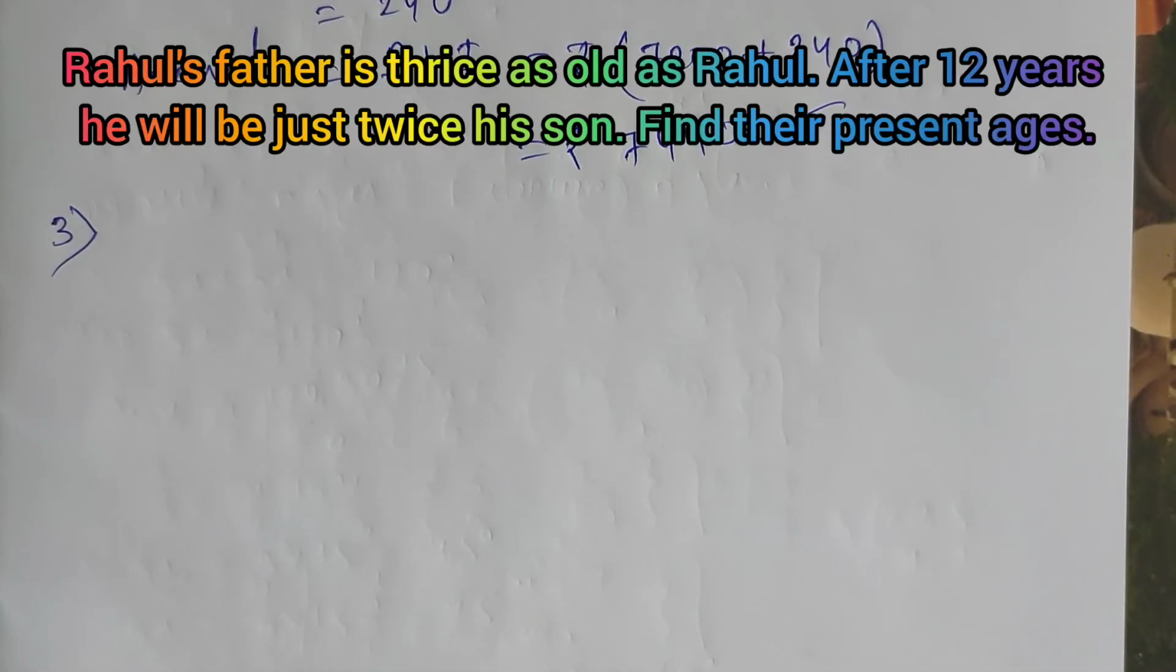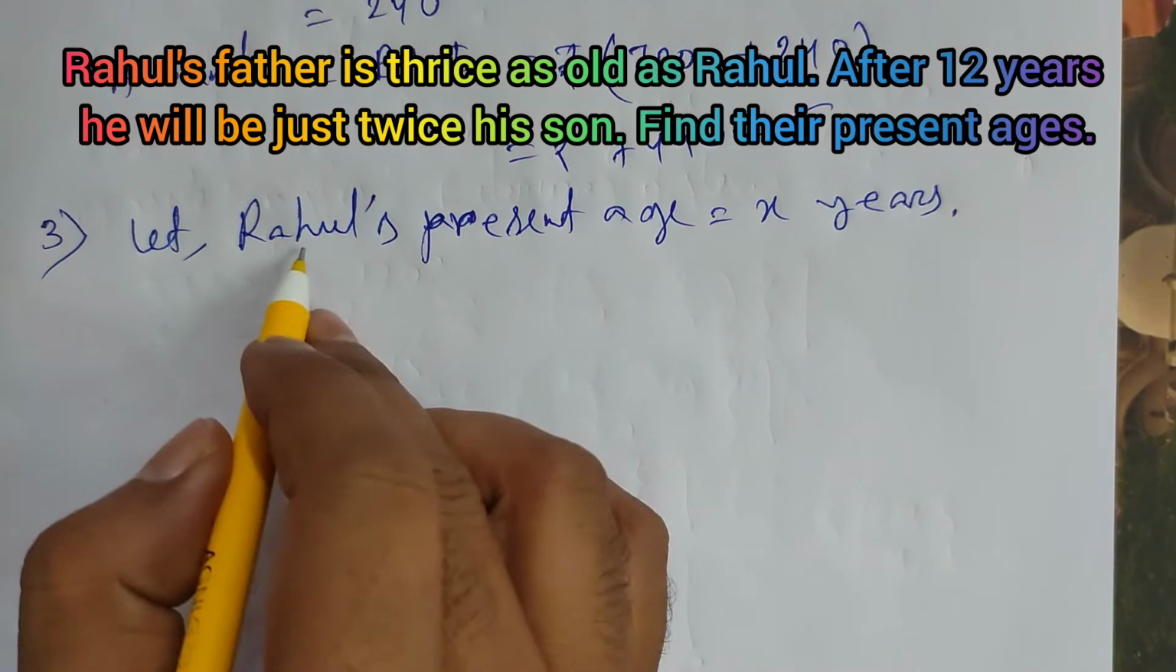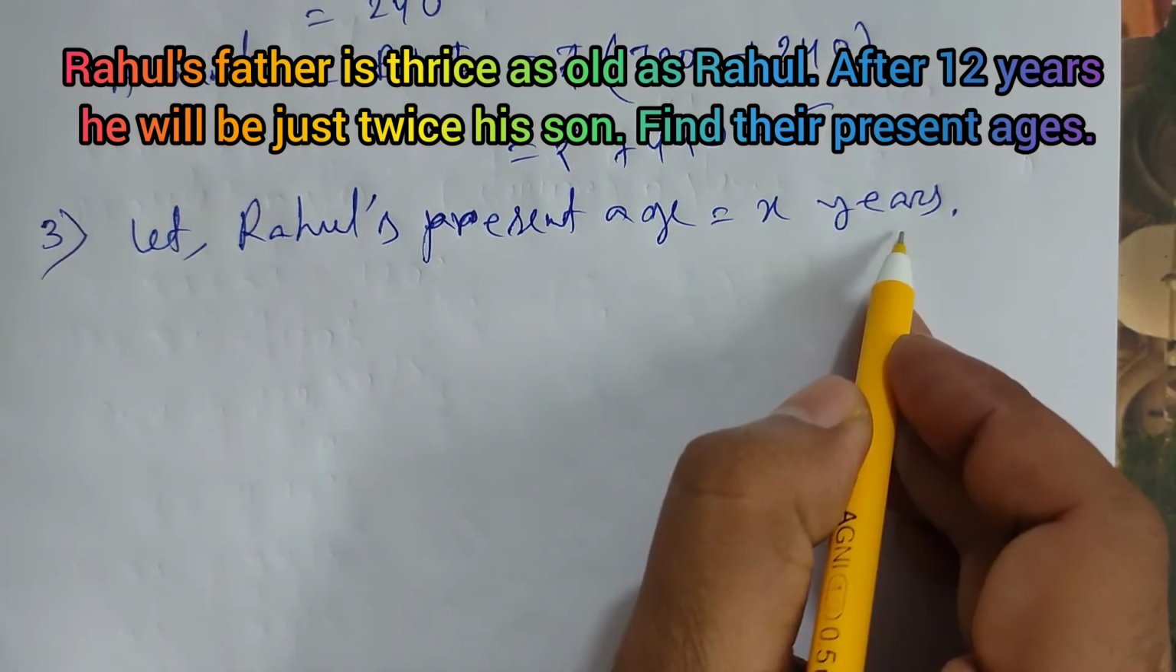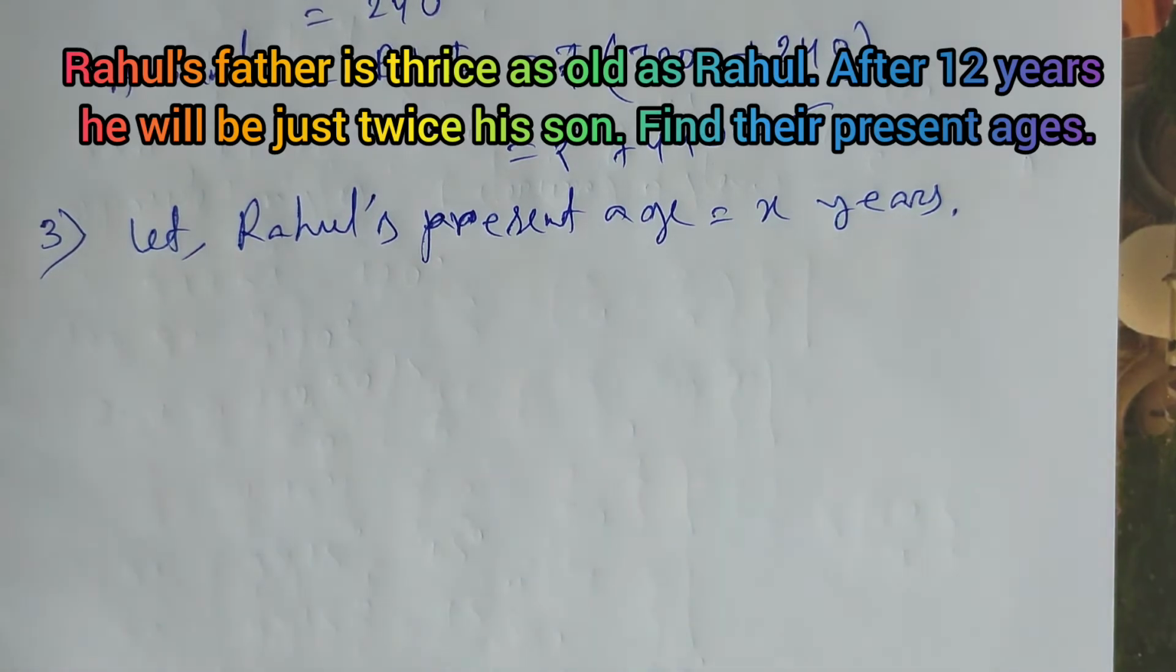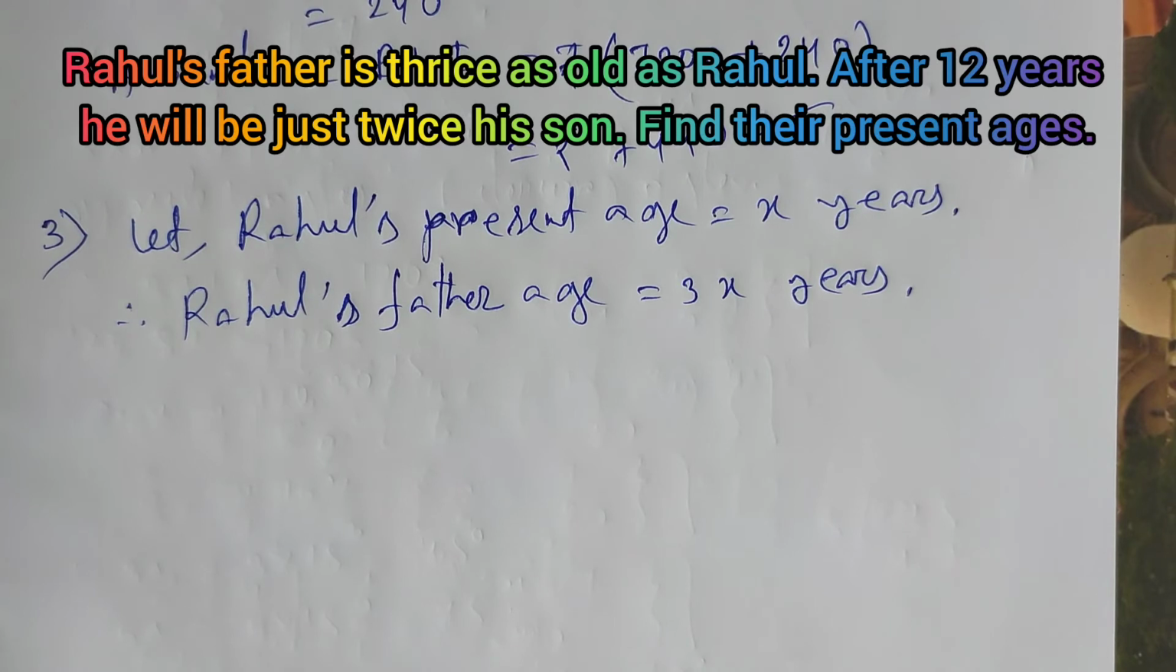Question number 3. Rahul's father is thrice as old as Rahul. That means thrice means 3 times. And after 12 years, he will be just twice his son. Find their present age. So how can I find out? Let Rahul's present age equal x years. So what will be the father's age? Father's age will be 3x, that means 3 times x years.